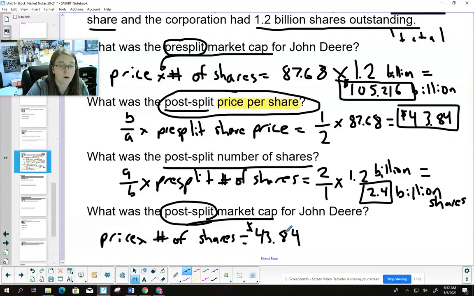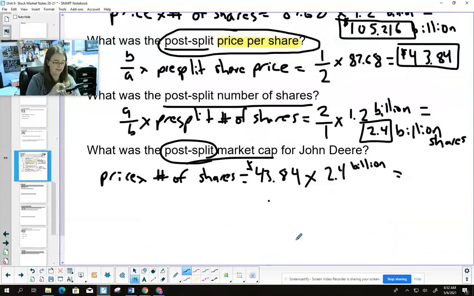So 43.84 per share times 2.4. Again, it means 2.4 billion, but I'm going to plug in the calculator just 2.4. What do we get here? Well, let's see. 43.84 times 2.4 happens to be, hey, this answer looks familiar.